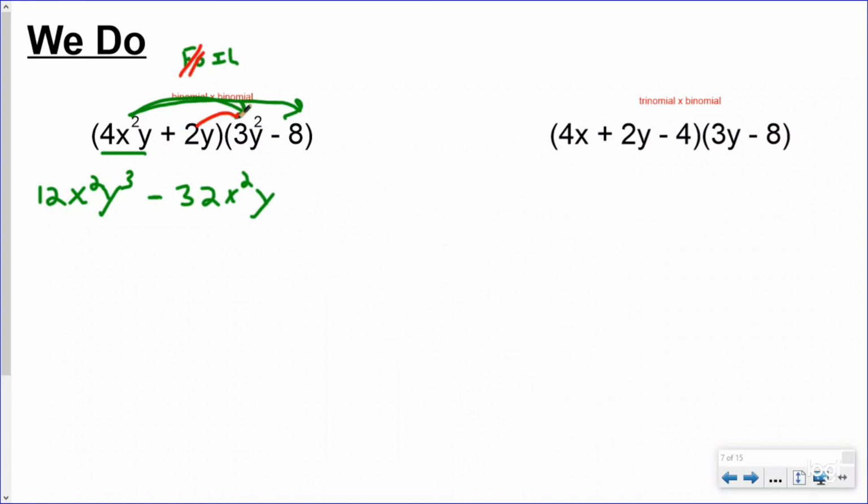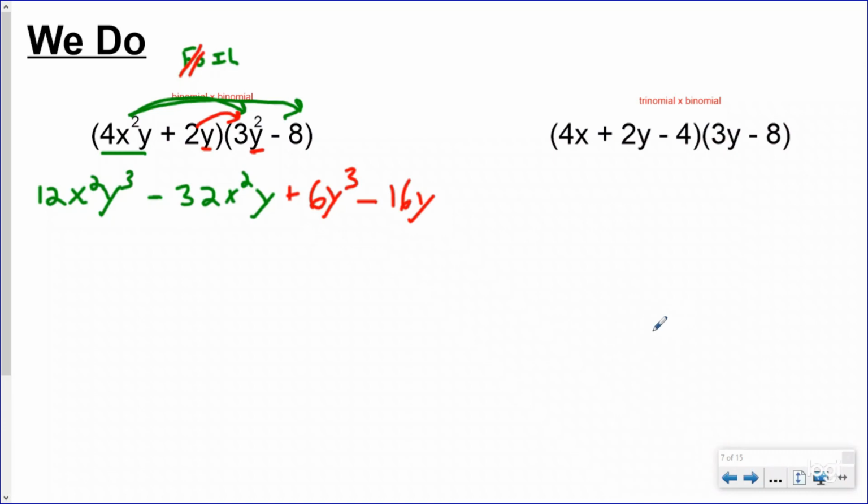So 2y times 3y squared. Again, multiply the coefficient, that's 6. And then the product rule tells us we have to add the exponents together. So that's going to be 6y cubed. There you go. Minus, because we're multiplying by negative 8, 2 times 8 is 16, and the y stays the same. Now, none of these are the same variable, so we can't group any of them together. So when you distribute it out and you multiplied your binomial times binomial, you got 12x squared times y cubed minus 32x squared y plus 6y cubed minus 16y.